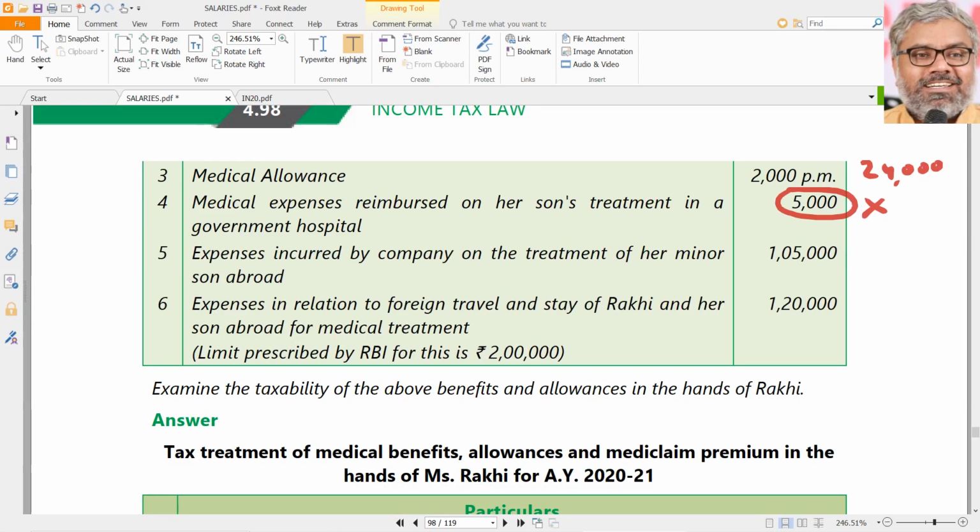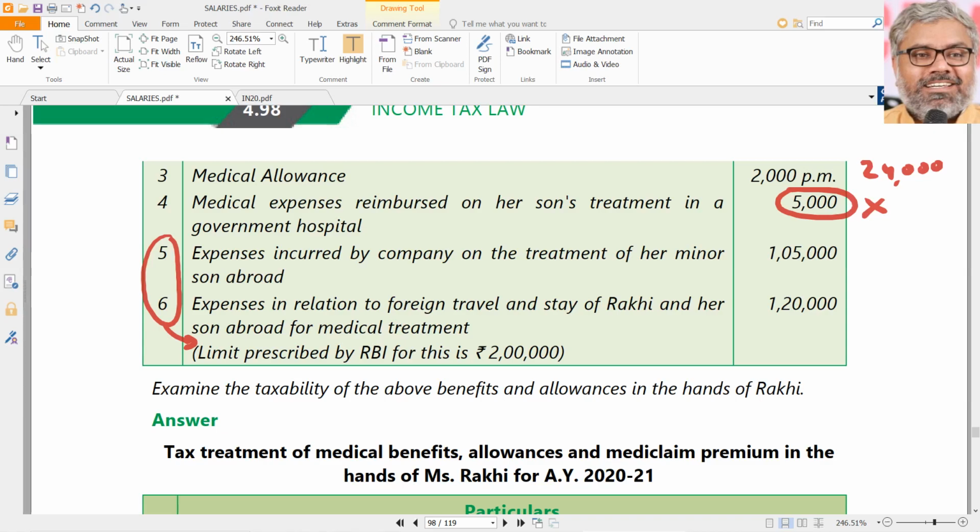Now, expenses incurred by the company on the treatment of her minor son abroad. Treatment expenses 1,05,000. Expenses in relation to the foreign travel and stay of Rakhi and her son abroad for medical treatment is 1,20,000. Limit prescribed by RBI for this is 2 lakhs. Here definitely there is a little bit of misinformation. Why? Because the limit prescribed by RBI, does it mean only the 6th point or the 5th and 6th points put together? There is no clarity on that.